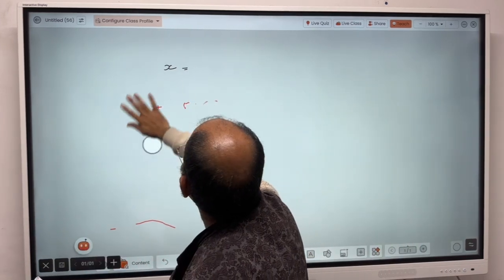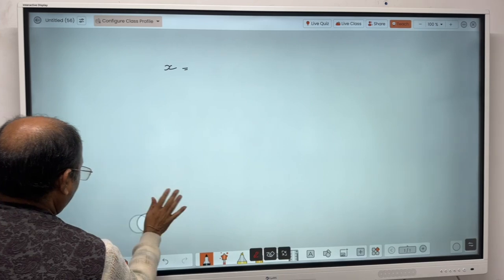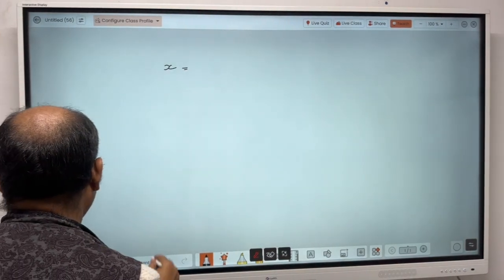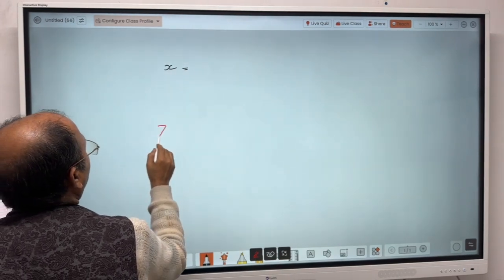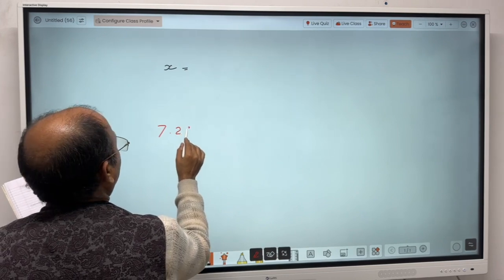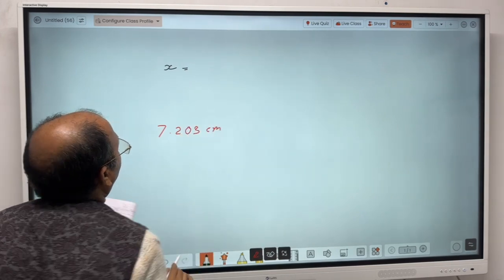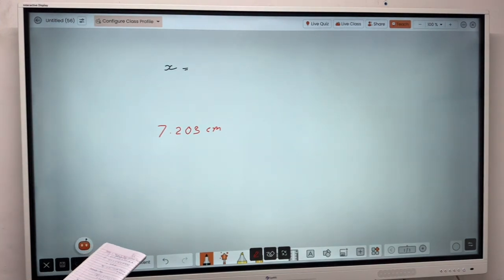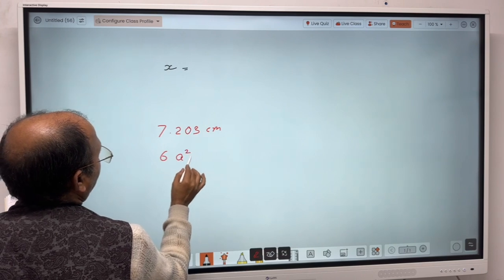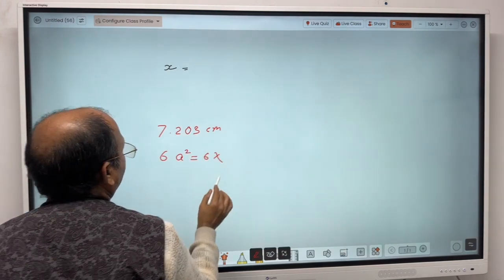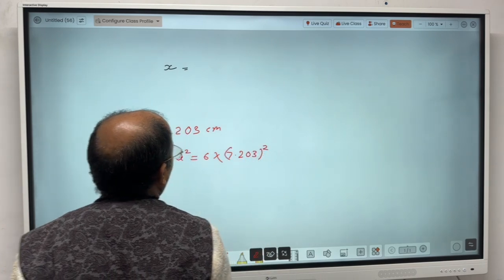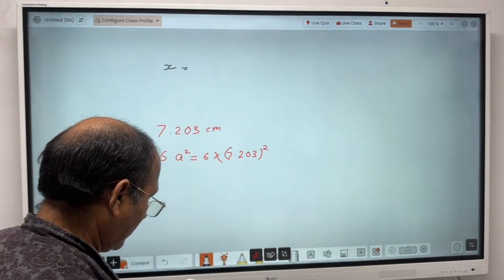In case of multiplication also, we will take care of significant digits. Suppose we are given a cube whose side is 7.203 centimeter. Now we have to find out its surface area. Surface area of the cube, if you remember, is 6a squared. 6 times this value, 7.203 squared. This is a little complicated calculation.